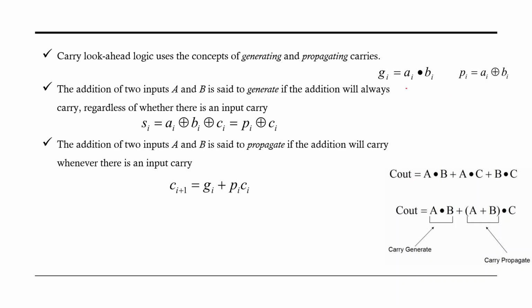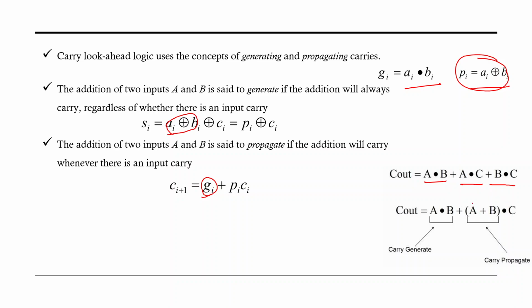So you can see this formula, Ai dot Bi and Ai XOR Bi. Already we know that sum is equal to A XOR B XOR C. So in place of A XOR B, I can replace this propagate term: Pi XOR Ci. And the carry, we already know, is AB plus AC plus BC. So A dot B is the generate term. Take C as common: A plus B dot C. I told you, we can always implement the propagate term by means of OR or XOR.